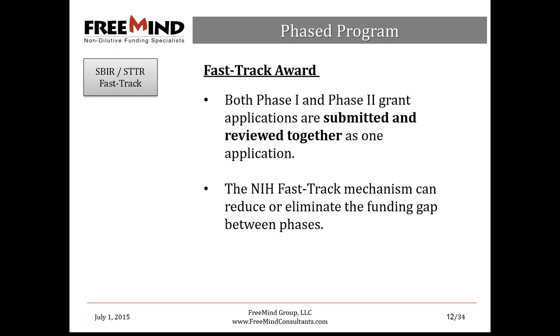A fast track is an interesting route to go. Basically, what you do is you submit both a phase 1 and a phase 2 together as one application. They are reviewed together as one application, and if you are chosen and awarded, you receive initially the phase 1 funding. And if you are successful in what you propose to carry out, you then automatically start receiving the phase 2 without needing to apply for a phase 2. So both of them are pre-authorized.